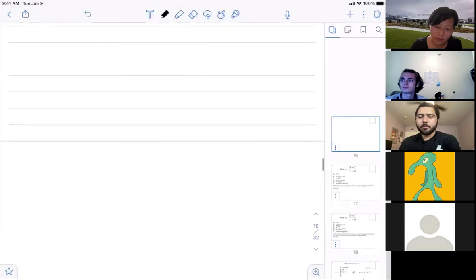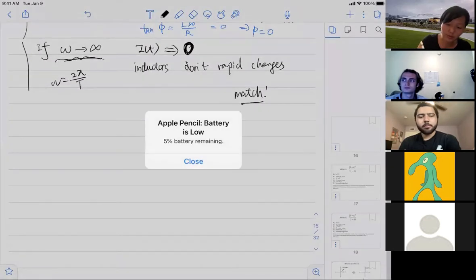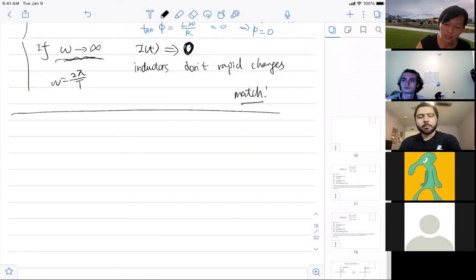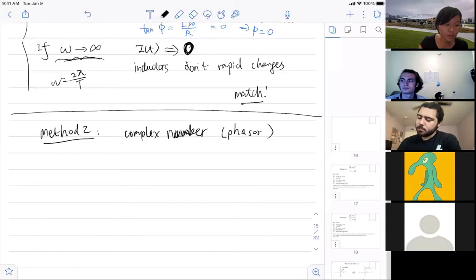Okay, good. I still have a little bit more space to write. Second method. Let's look at the second method, the complex number method. Also, I can just write this complex number method. It's not really different from using a phasor diagram.